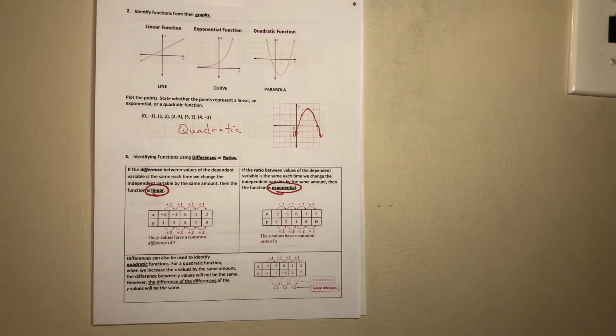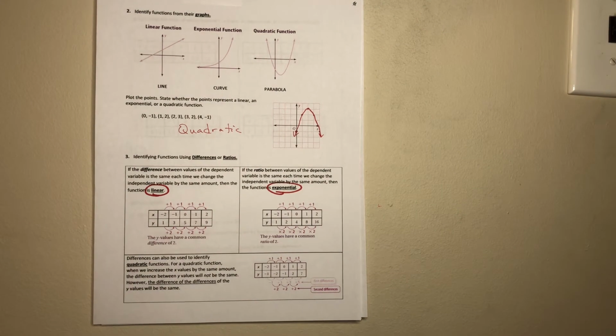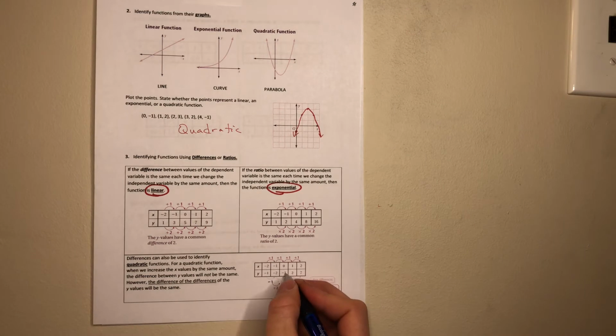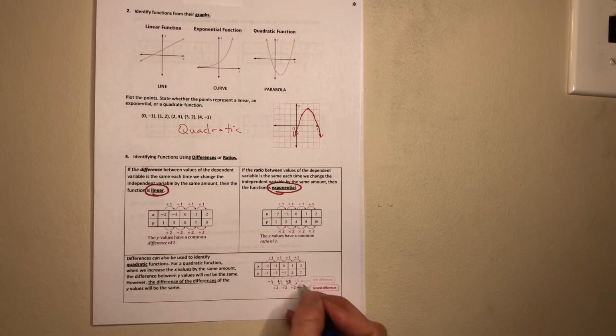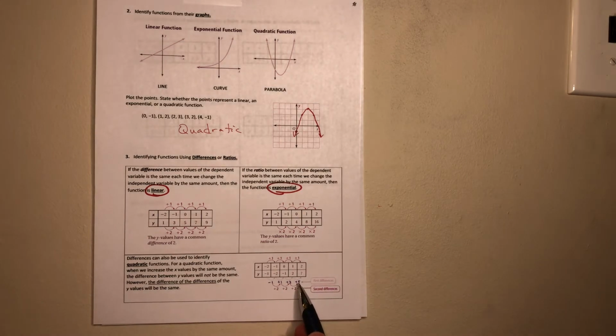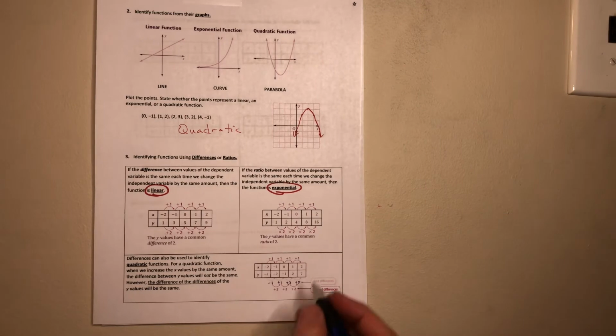And there's another really cool trick here, and it's called the second difference. Let me show you this. All right, so from -1 to -2, we subtract 1. And from -2 to -1, we add 1. From -1 to 2, we add 3. And from 2 to 7, we add 5. So, does it have a common difference? Absolutely not. But watch what happens.